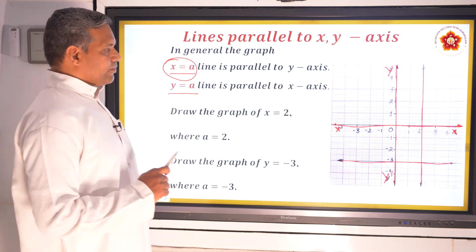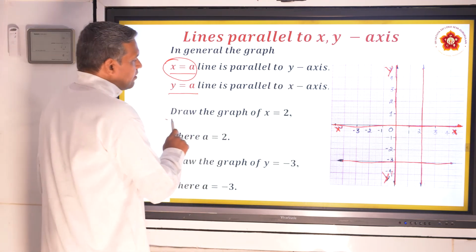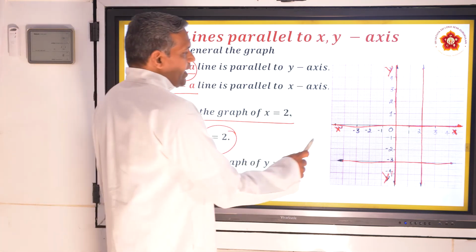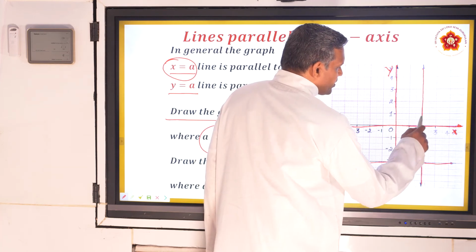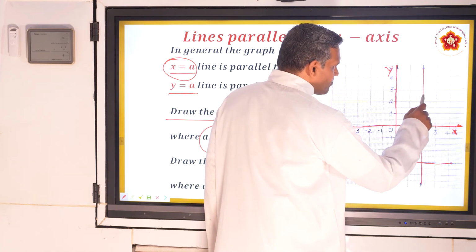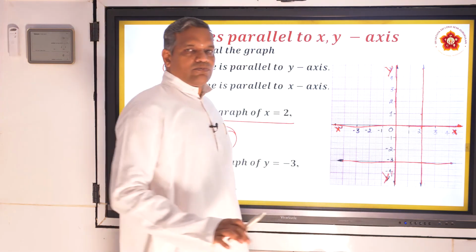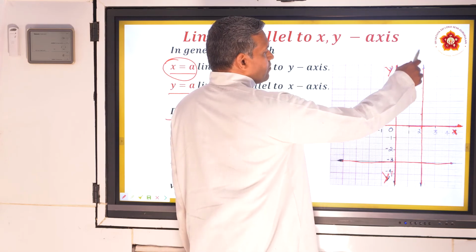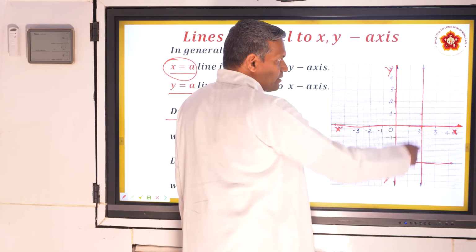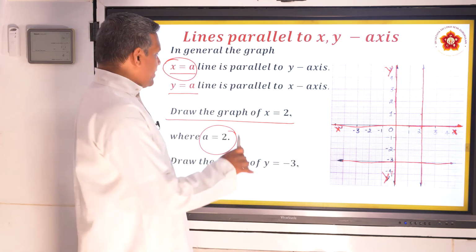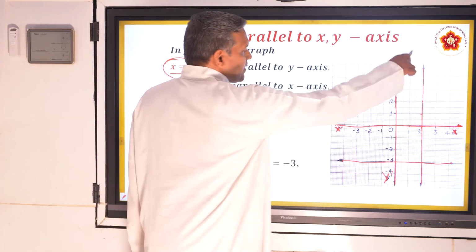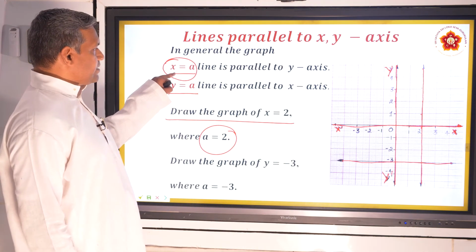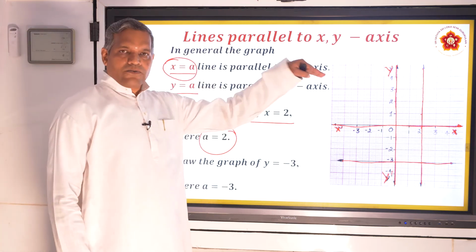Let's look into it. Now I have taken, draw the graph x is equal to 2. That means x value I have taken 2, so a is equal to 2. Now x is always 2. See here, x is 2, x is 2, x is 2. Whichever point you take, anywhere x is positive 2. But y is 1, 2, 3, 4, 5, minus 1, minus 2. The y value is changing but the x value is not changing. When you get x is equal to a, that means the x value is always constant, you get a line parallel to the y-axis.